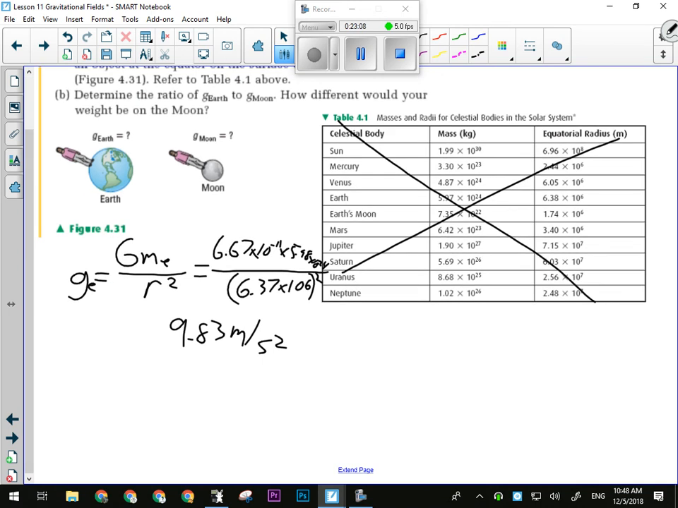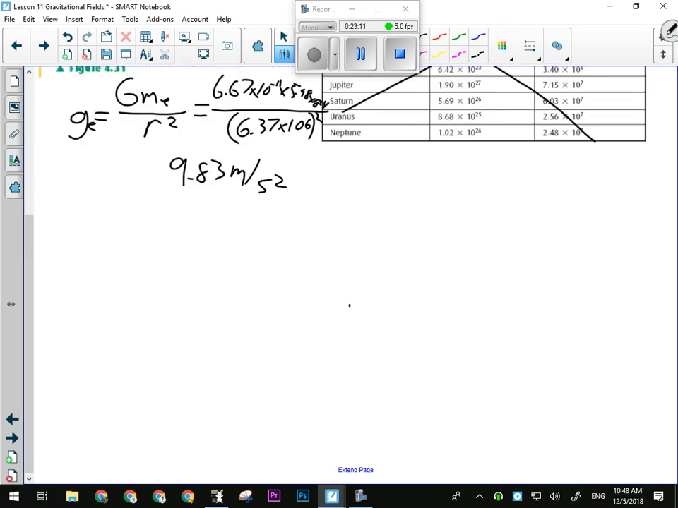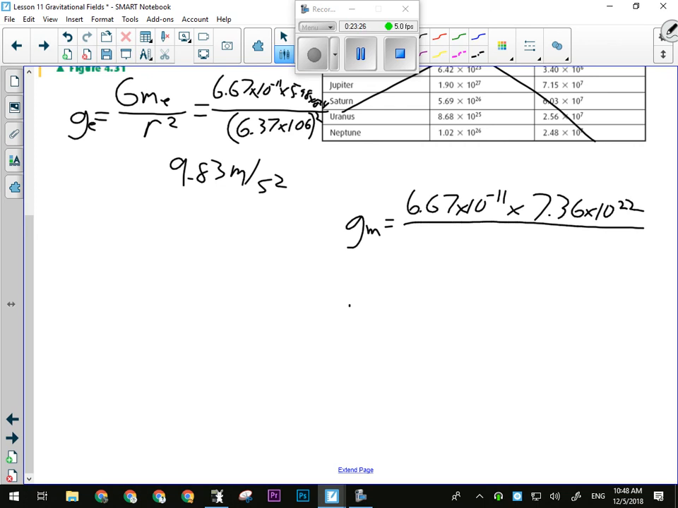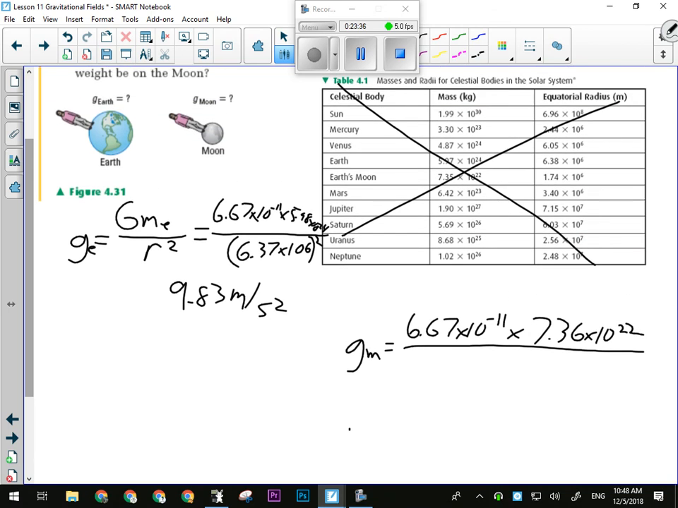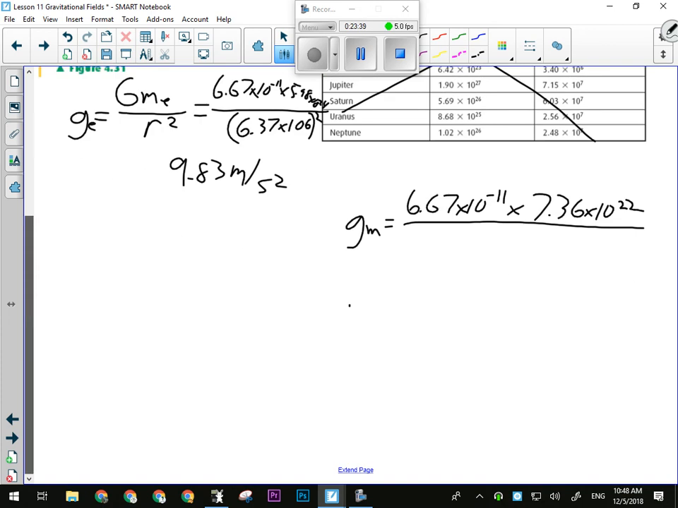If I want to do this for the moon, then I have to use the moon's numbers. So I'll say g on the moon equals 6.67 times 10 to the minus 11 times 7.36 times 10 to the 22, mass of the moon, and then the radius of the moon. Did we have that on our formula sheet? We don't? Okay, we'll use theirs. Radius of the moon, 1.74 times 10 to the 6, squared.